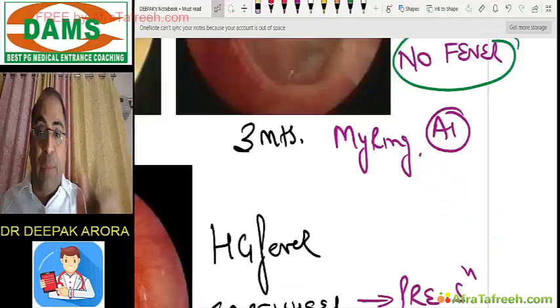But if my patient is not responding for 3 months, I will go for grommet. Where will I insert the grommet? Always remember, keyword anterior-inferior.